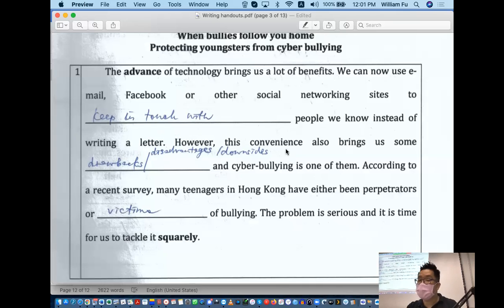However, this convenience also brings us somewhat drawbacks or disadvantages or downsides.